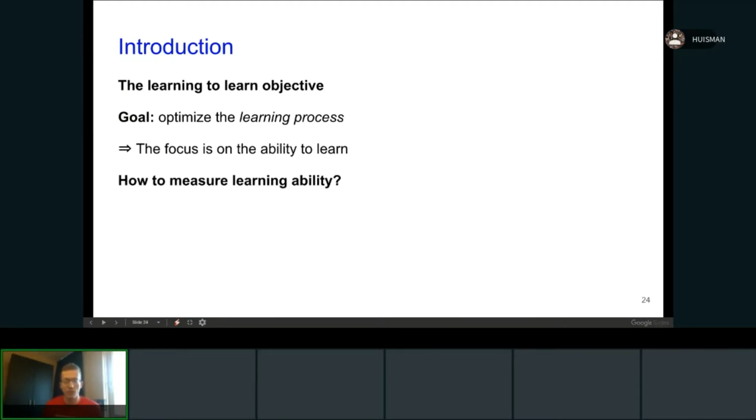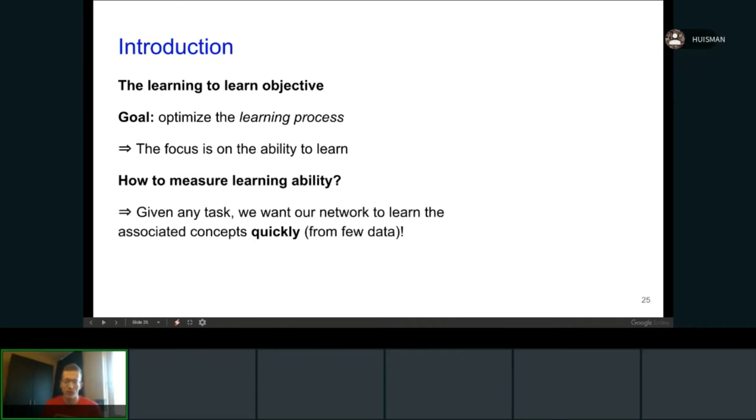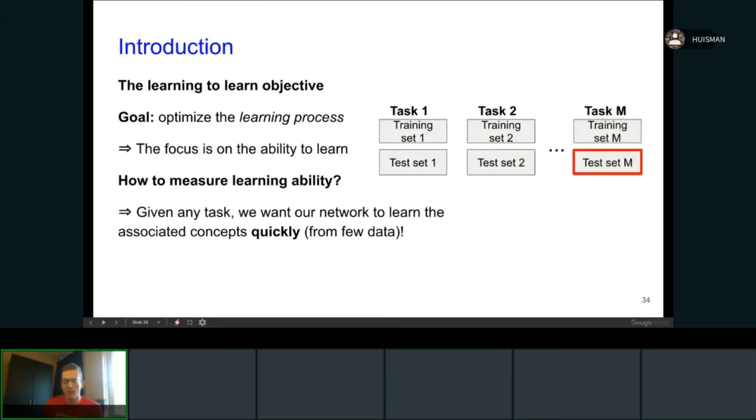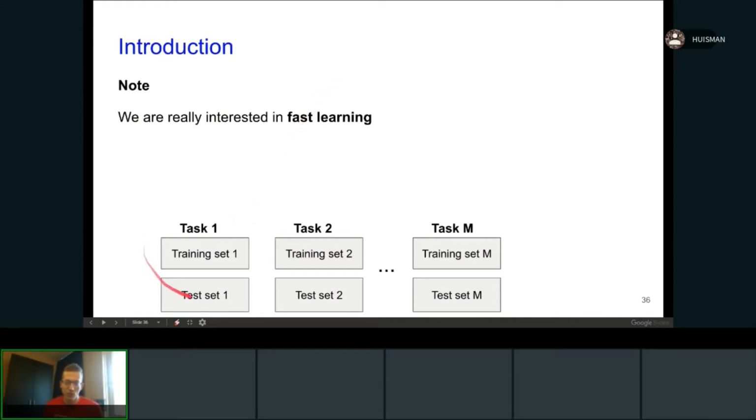For that, you can come up with the following description: given any task, we want our network to learn the associated concepts quickly. Note that there is this word "any task" in here, which means that we are not going to deal with a single data set, but really multiple data sets. How this works is we present a task 1 to our model. It can learn on the training set. We evaluate how well it has learned on the test set, and we do this for some other tasks that we have. In the end, these test set performances indicate how well our network learns. But note that we are really interested in fast learning. If our data sets become too large, then we're really not measuring fast learning. For this reason, we make these data sets small so that there are few examples to learn from. And then we enter the few shot learning setting.